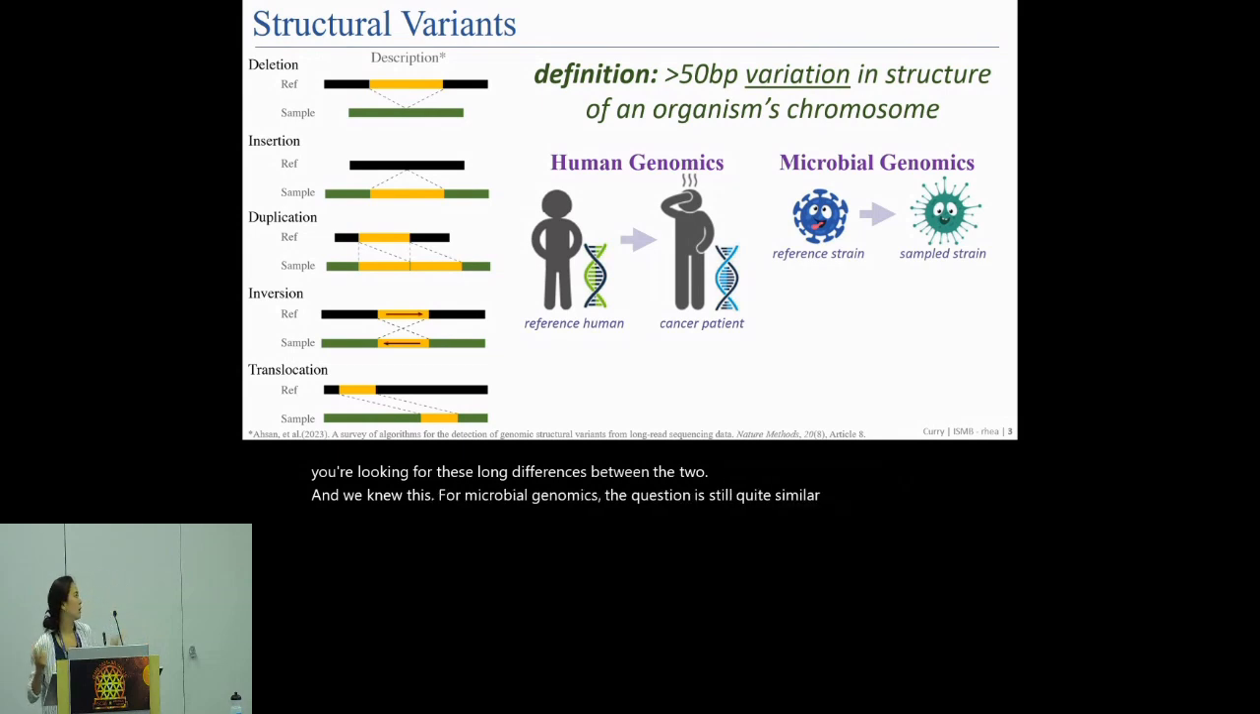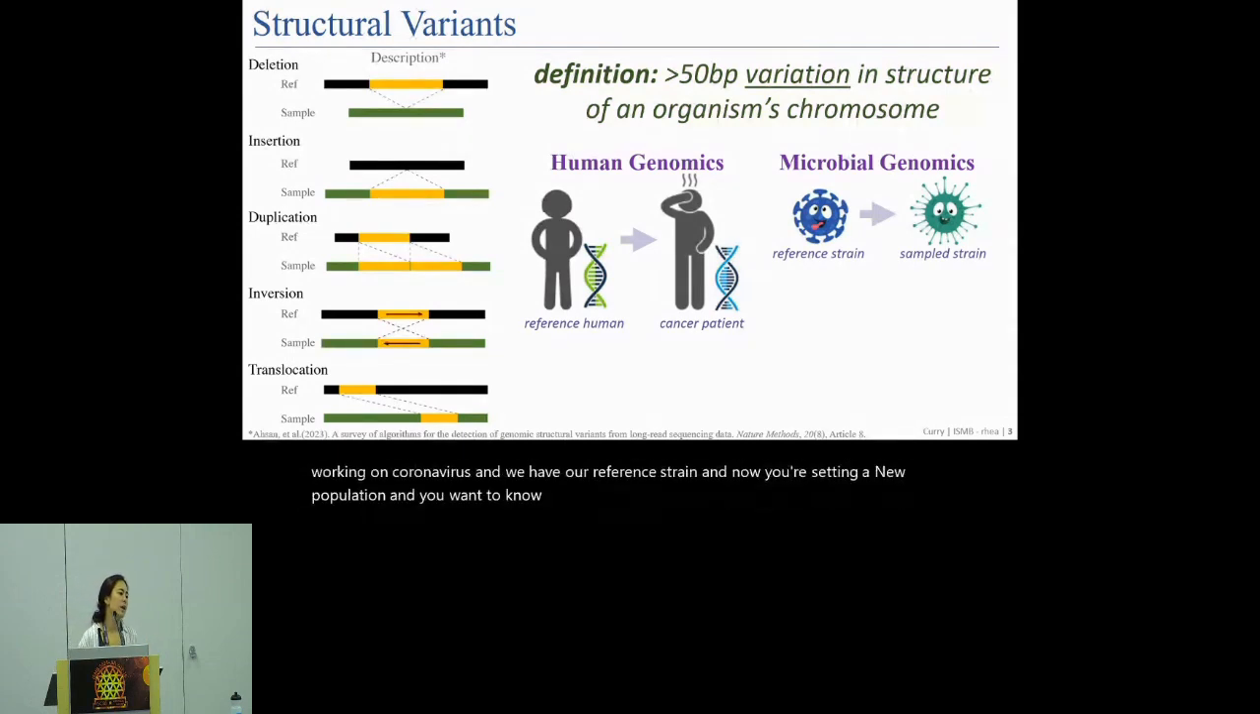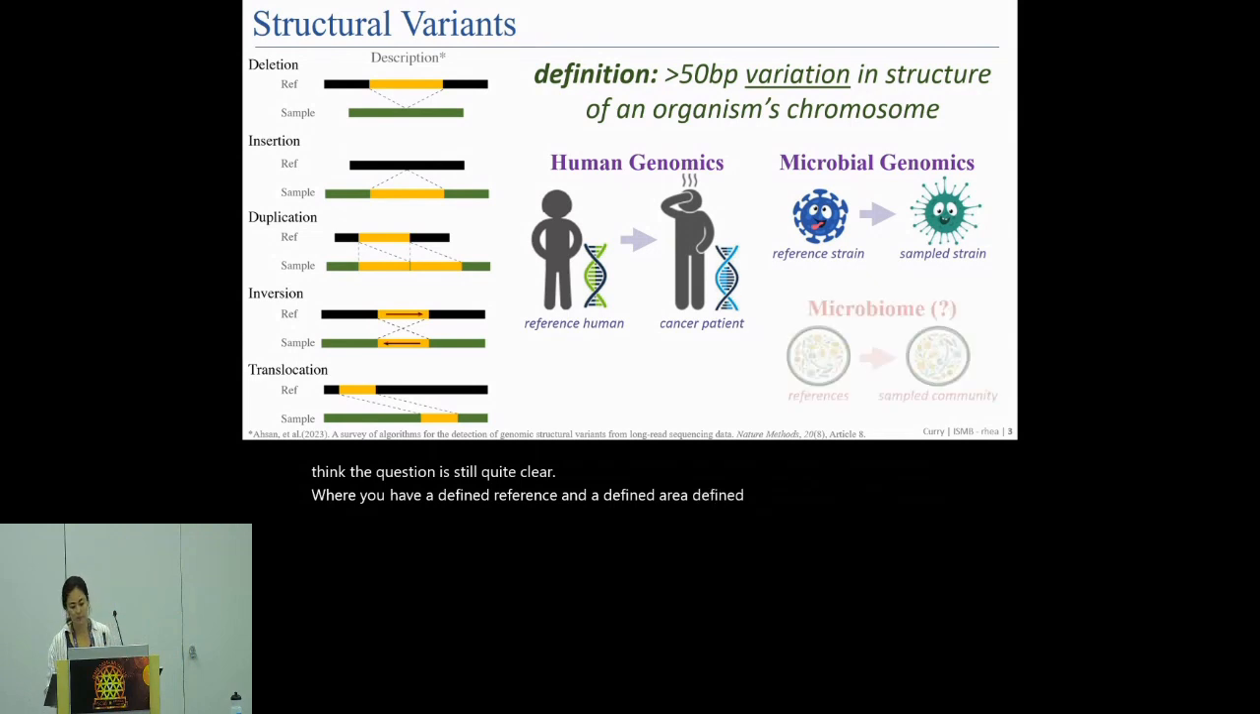Maybe you're working on coronavirus and you have your reference strain, and now you're studying a new population and you want to know if it's the same strain or maybe something a little different. But where I think the terminology gets a little confusing is you have these structural variants, but now is it a structural variant of a strain we already knew about? Maybe now it's a new strain that you've discovered. So it starts to get a little fuzzy, but in isolate genomics, I think the question is still quite clear, where you have a defined reference and a defined microbe that you are studying.